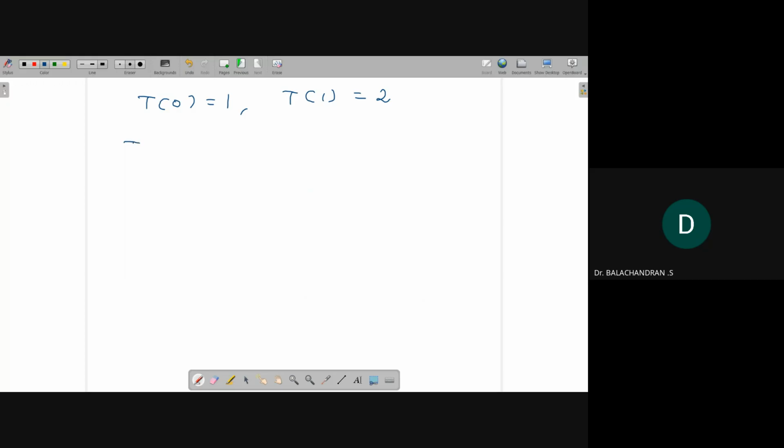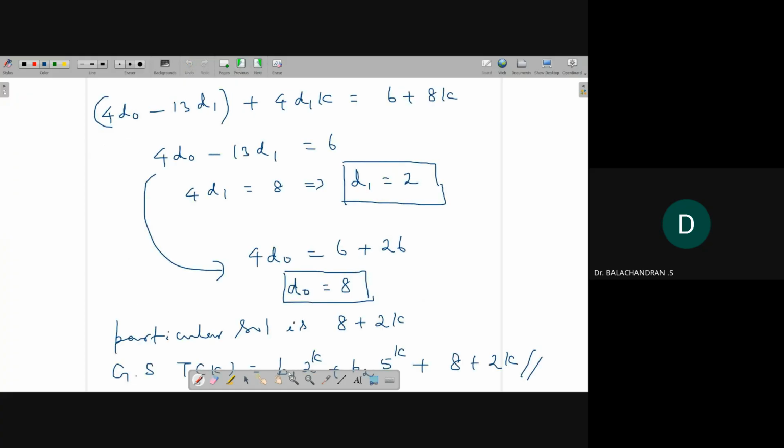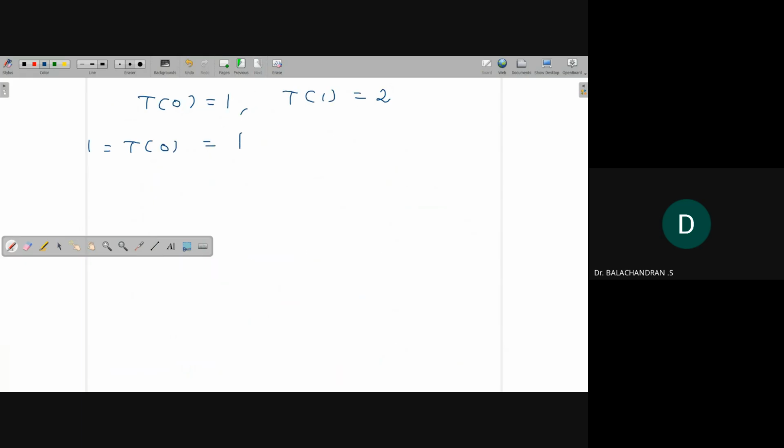So t of 0 is equal to 1, so k equal to 0. When k equal to 0, here you will get b1 plus b2 plus 8. This is the first equation. Or you can write this as b1 plus b2 equal to minus 7.